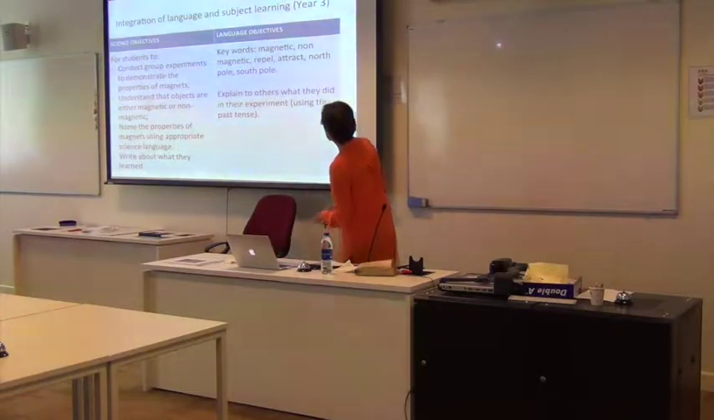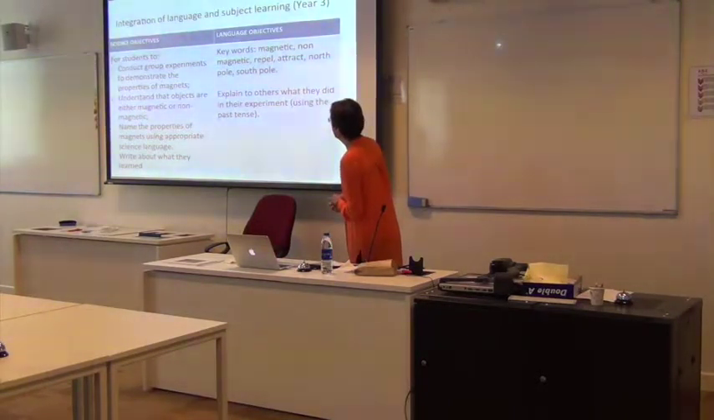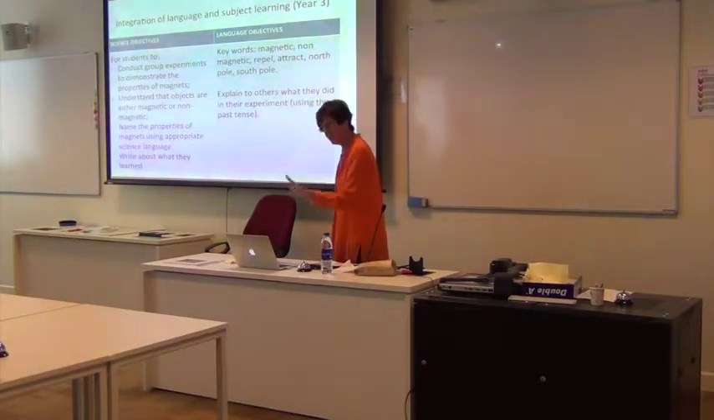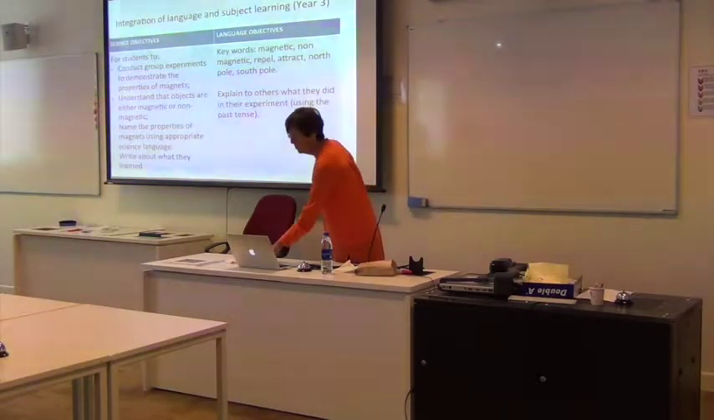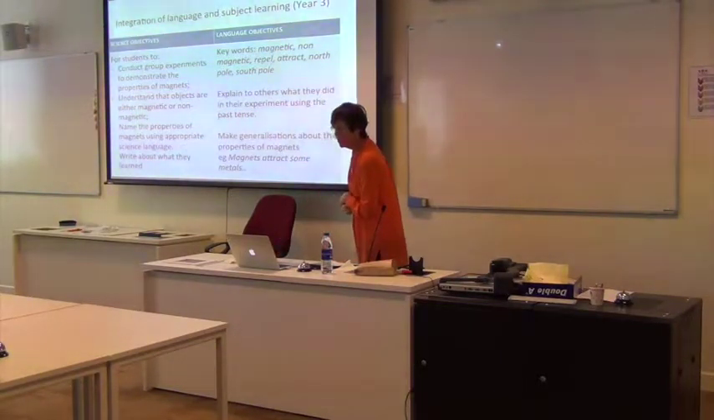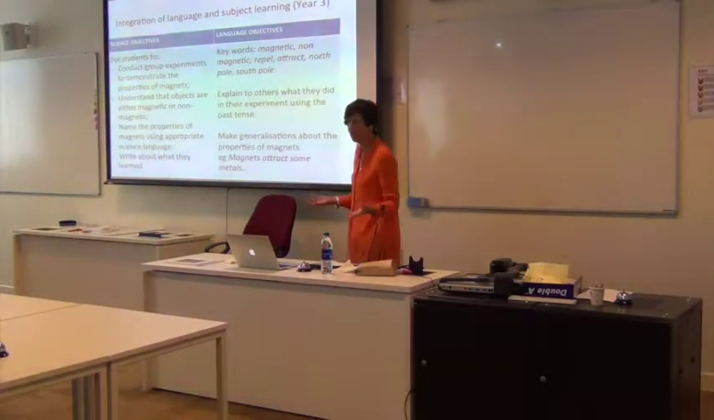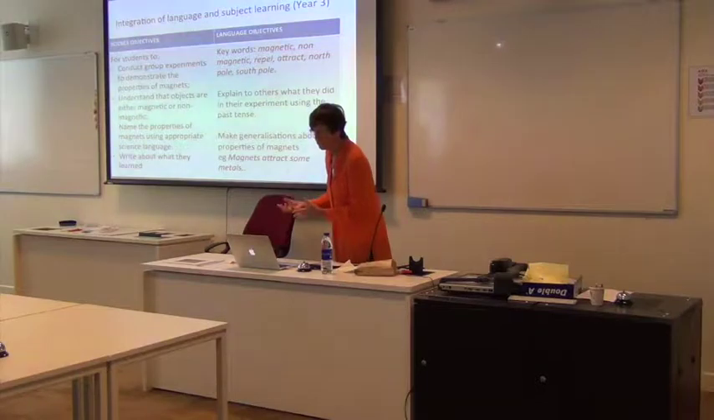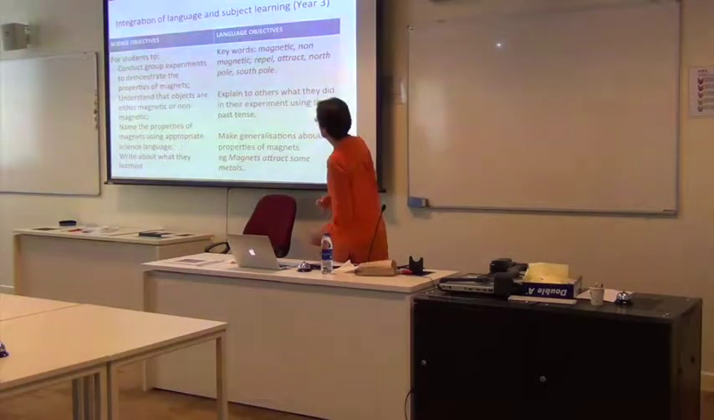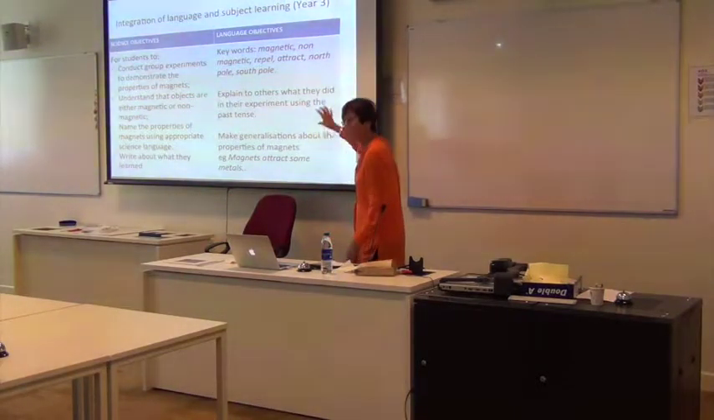Should the language explain to others what they did in their experiment using the past tense? The past tense was another issue that they wanted to support the students. And make generalizations about the properties of magnets. So we use the present tense to do that. Magnets attract some metals. So fairly limited objectives.